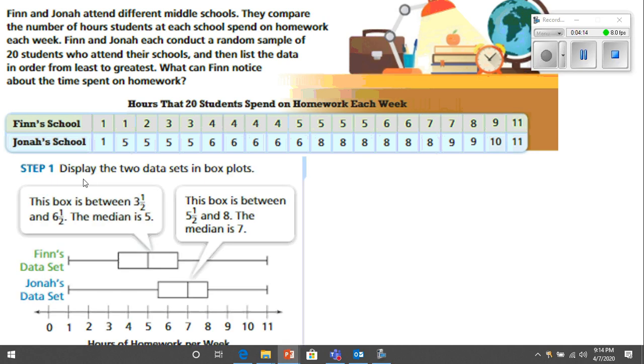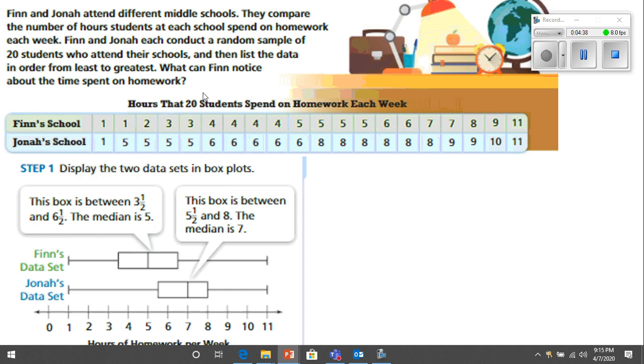Well, the display shows the two data sets in box plots. And you can see here that the box is between 3.5 and 6.5, and the median is 5. So why is it set at 3.5?